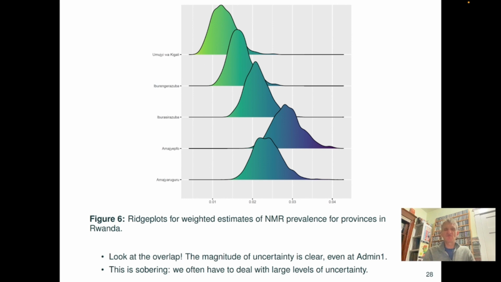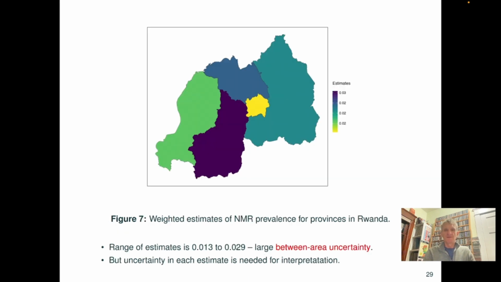We're going to see, because it's a rare outcome, they don't have that much information on NMR here. This is the map of the point estimate. So we see Kigali with the lowest estimate, that's 0.013, the highest estimate over here, 0.029. So that's a large range, right? More of a doubling, at least in the point estimates.